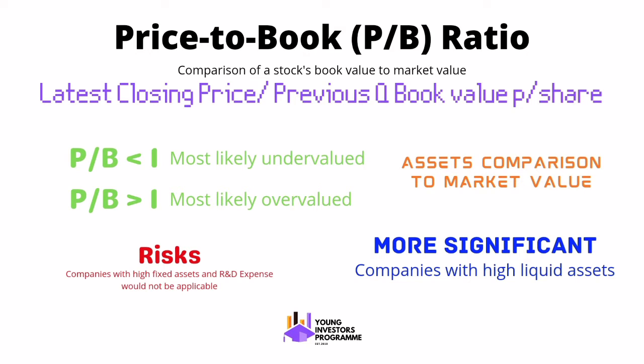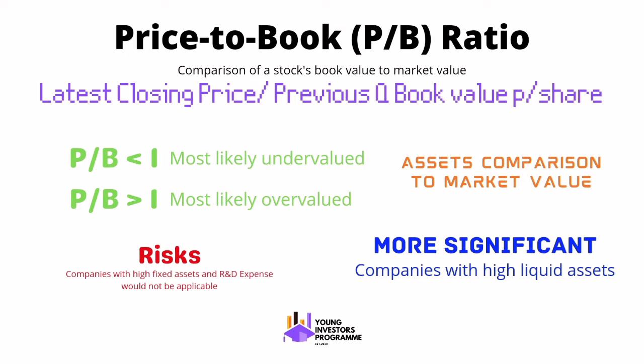And a price to book ratio of over 1 would be slightly or more aggressively overvalued, which is something you'd want to stay away from, because then you would not have as much of a growth in the share price. It's the assets comparison to the market value. That's quite a good explanation for what a price to book ratio is, as it says price to book.